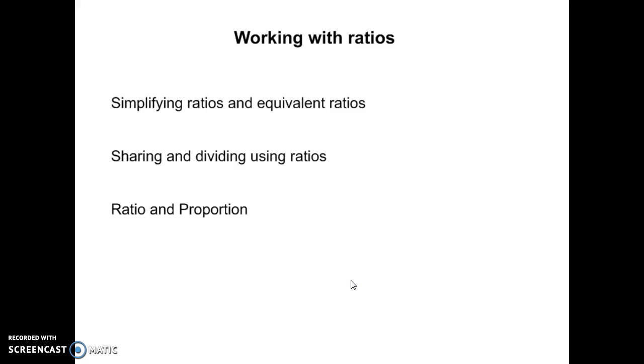What is a ratio? It's just a way of describing the relationship between two quantities or amounts. Should make more sense as we go through some examples.